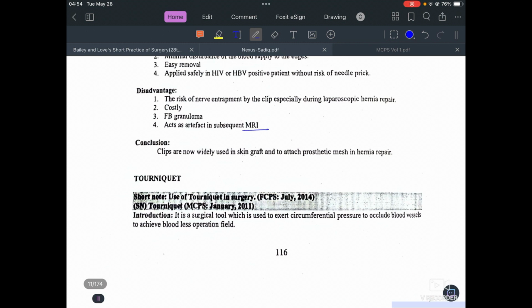So this is the tourniquet, another MCPS production. The short note: use of tourniquet in surgery. It is the surgical tool which is used to exert circumferential pressure to occlude the blood vessel to achieve a bloodless operation field. So this definition I like most.